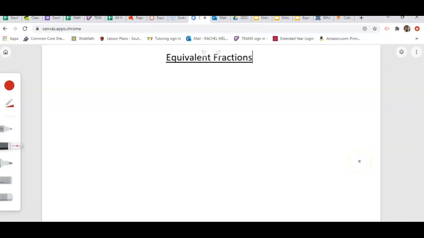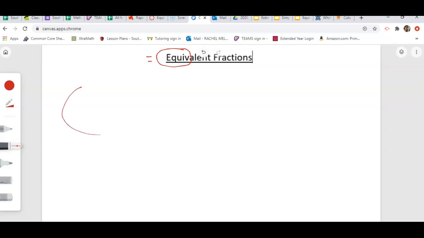So today we are going to be talking about equivalent fractions, okay? Remember that the root word there is equa, which means equal. So equivalent fractions are fractions that name the same part, okay?